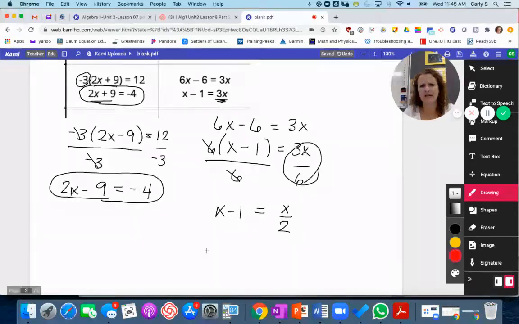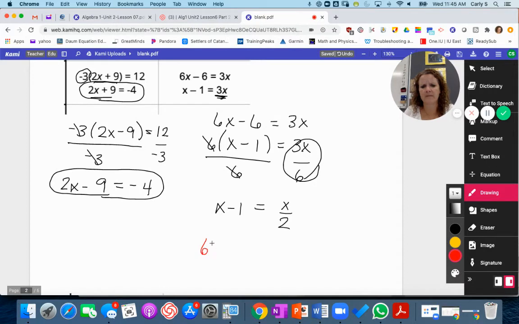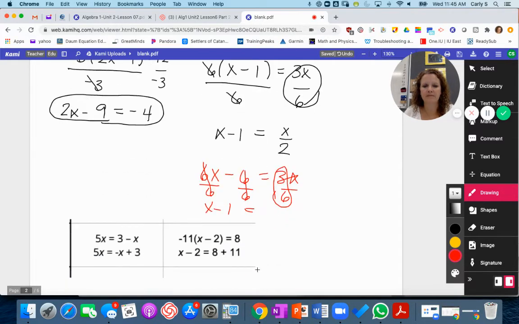The first way I did it, let's just review that really quick. I divided everything by 6. So that gives me x, that gives me 1, and we forgot this part, x over 2. Cool, let's move on.